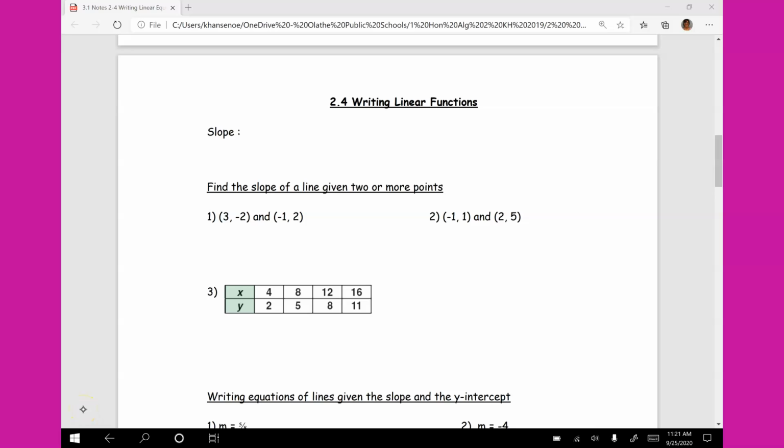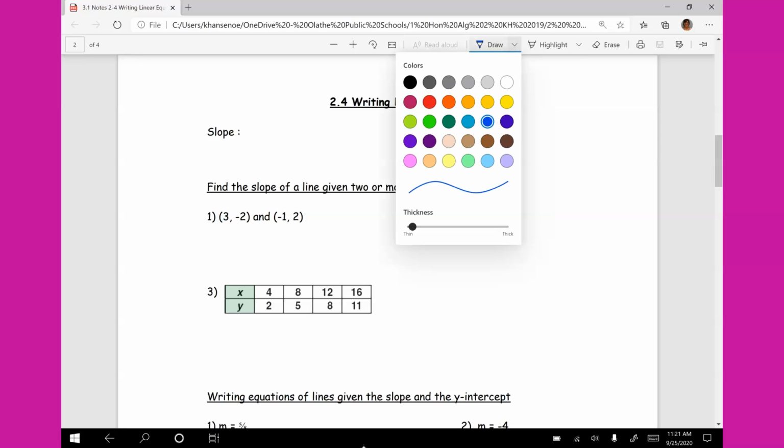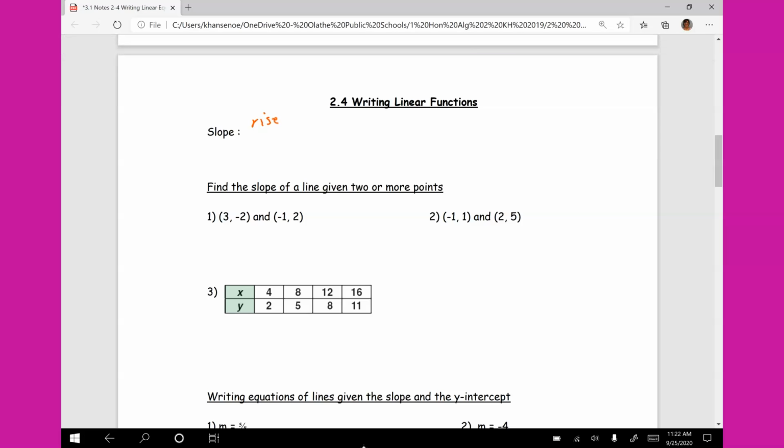All right, today we're going to talk about writing equations of lines. Remember, slope is rise over run. And what else could it be? So think about that for a minute. So we have rise over run.